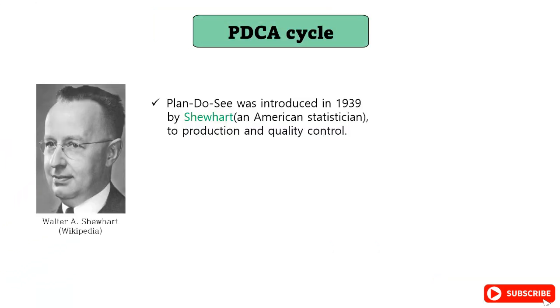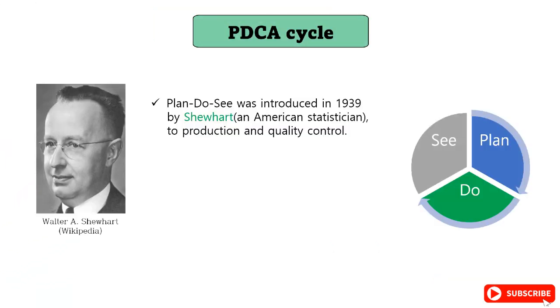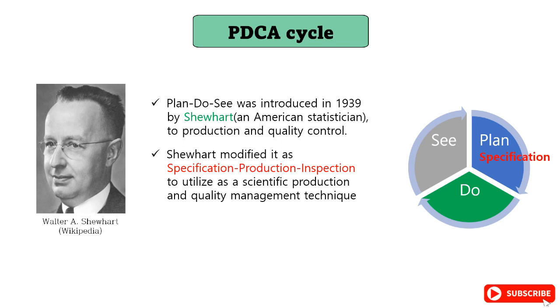This Plan, Do, See concept was applied to production and quality control by an American statistician named Schuhart in 1939. Schuhart modified it as specification, production, inspection to utilize as a scientific production and quality management technique, which is known as the Schuhart cycle.